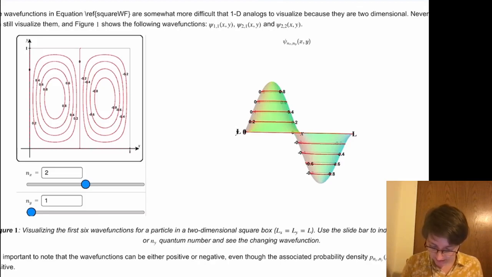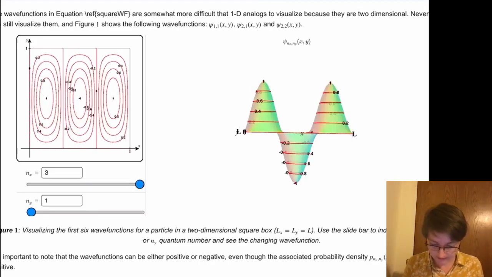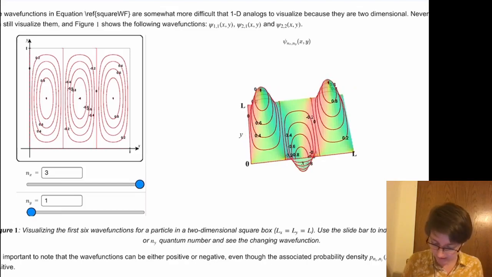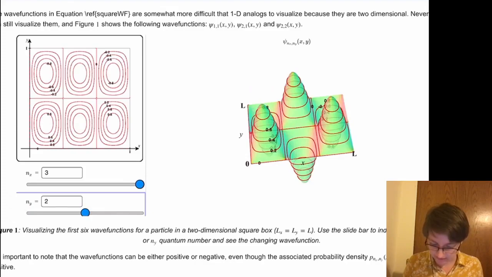And maybe unsurprisingly, if we further increase the value of my x quantum number, so n sub x, then my n equals 3 solution also looks like what I saw in the one-dimensional case. Now that I have n equals 3, I've got 1, 2, 3, 4 nodes showing up in my problem.